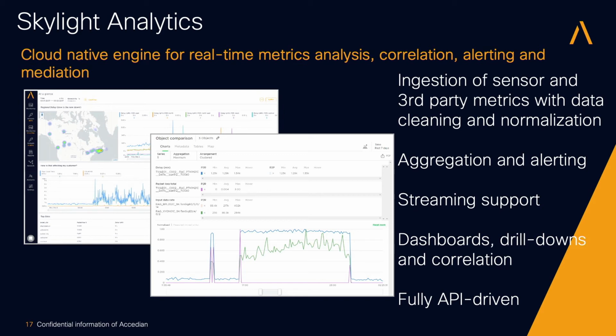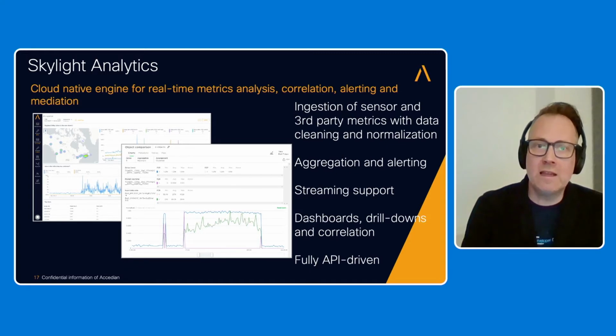One advantage with the Skylight Analytics layer is that we perform data cleaning and data aggregation. So if you have multiple sources of data that are, for example, reporting at different intervals, we can normalize that data and feed it to you in chunks. If you want 5-minute buckets or 1-minute buckets or 10-second data, we can do that for you.